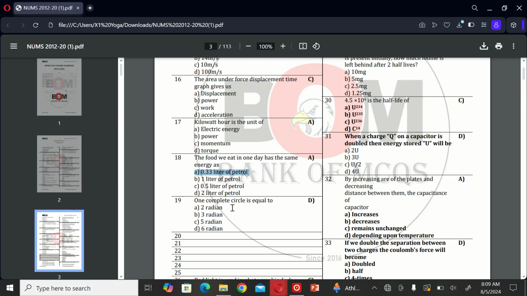The next MCQ is: one complete circle is equal to A 2 radian, B 3 radian, C 5 radian, and D 6 radian. So the correct option is D, 6 radian.